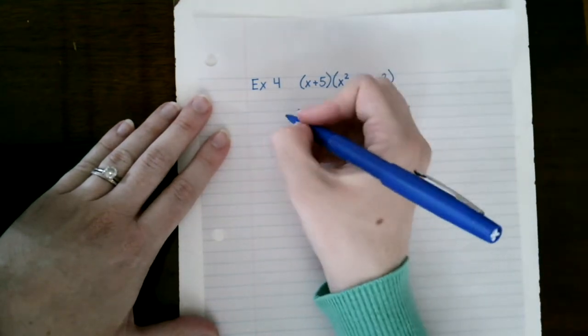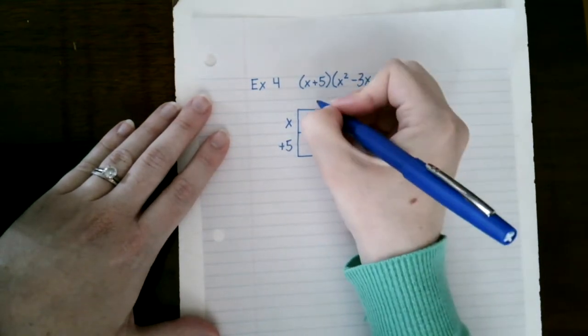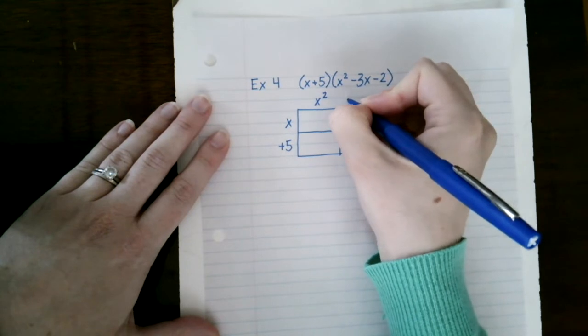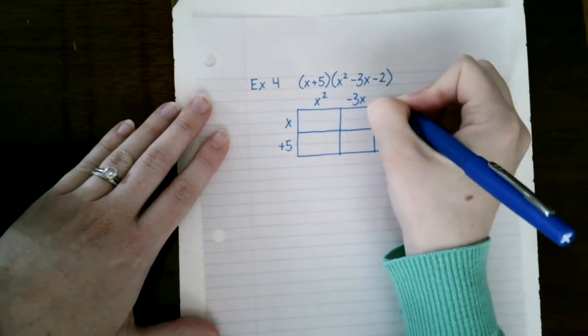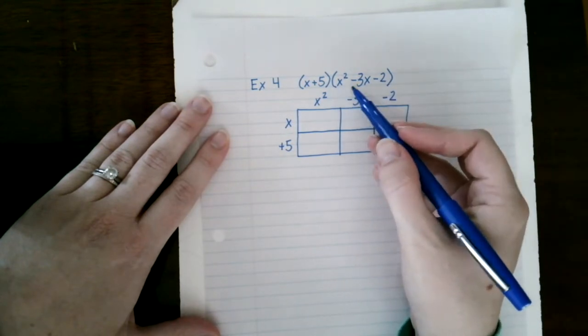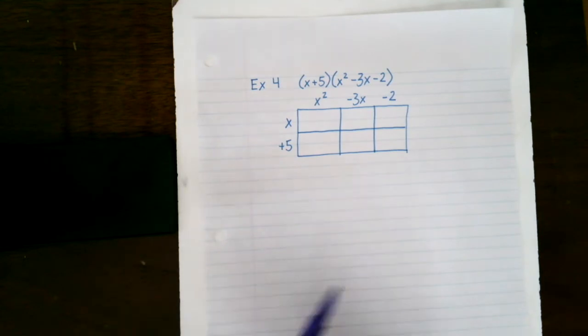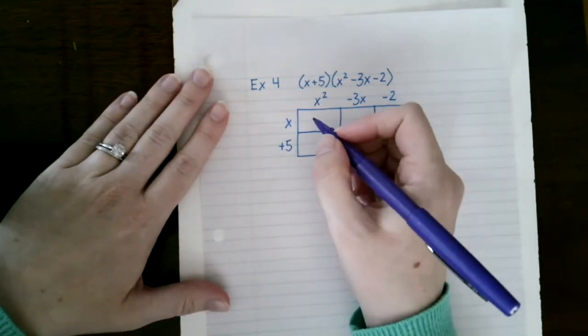So I'm going to put the x plus 5 over here, and across the top I'll have my x squared minus 3x minus 2. So again, I'm just splitting up the terms. Instead of having 2 terms, I have 3 terms across the top. And now I multiply just like I was doing before with my binomials.